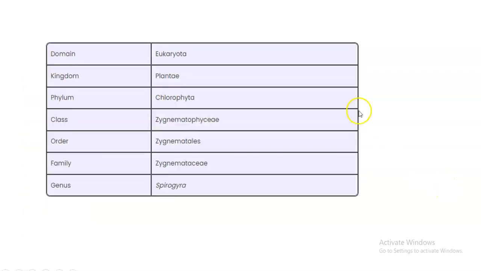Now coming to the systematic position. Whenever you are writing an answer on algae, you have to write the systematic position, as I have already mentioned. So it is in the domain Eukaryota, kingdom Plantae, phylum Chlorophyta, class Zygnematophyceae. This is something different, Zygnematophyceae, order Zygnematales, family Zygnemataceae, genus Spirogyra. And within the genus you can see different species. Around 300 to 400 species are there, out of which very few are found in India. Fine. So this is about the systematic position of Spirogyra.